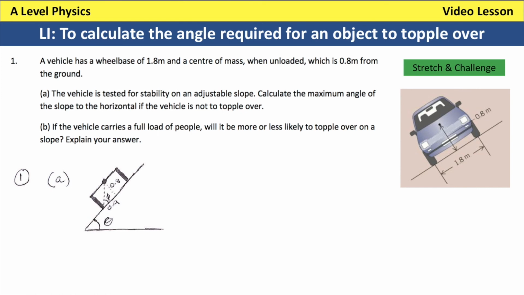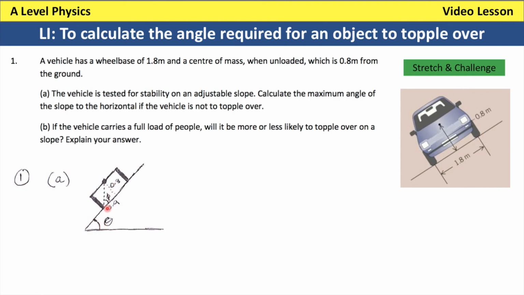Now the car will topple over once the line of action of the weight passes beyond the wheelbase. Now I'm just going to take out the laser pointer on PowerPoint so that I can show you what I mean. So from the centre of mass, where I put the laser pointer here, the weight would act vertically downwards. Now as the angle theta gets bigger and bigger, this line of action will get closer and closer to the pivot point until eventually theta is so large that this vertical line actually lies outside of the wheelbase. That is when toppling will occur.